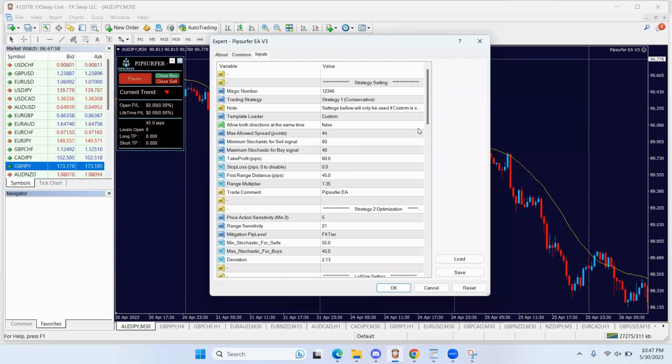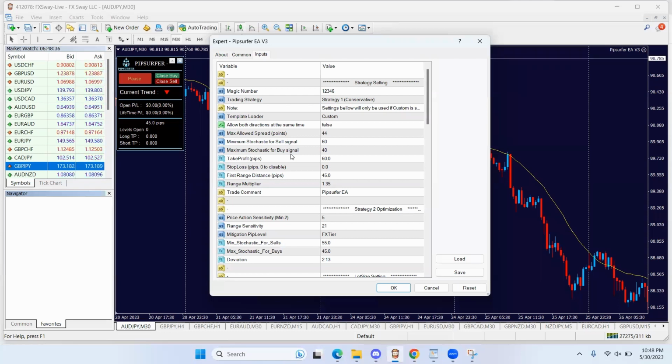We're going to go from top to bottom, so that way you have understanding. A magic number is a way that an EA recognizes that a trade is from the EA. The reason it's there is that the EA will only manage trades with that identification number, which would be the magic number. If you place your own trade, it doesn't recognize that trade as a trade for the EA to manage.